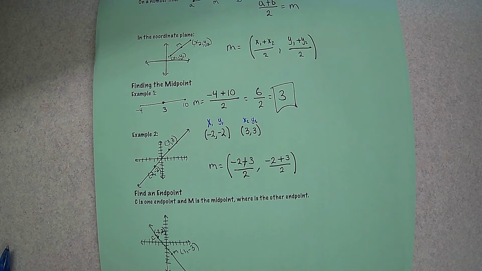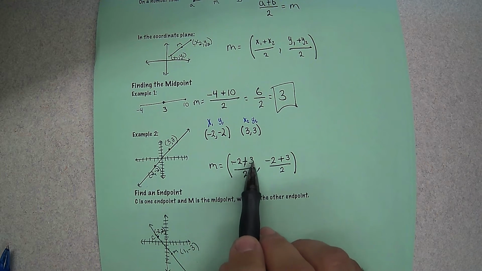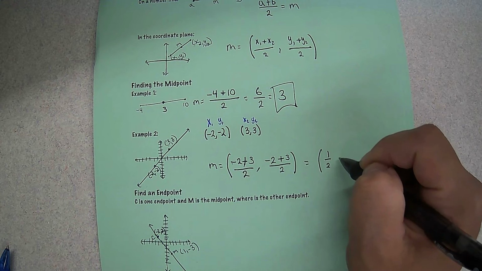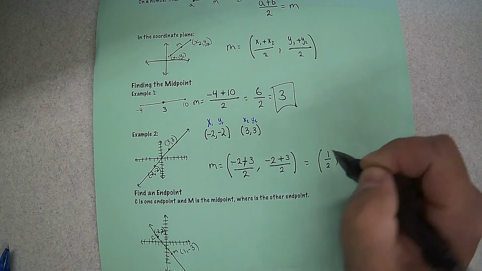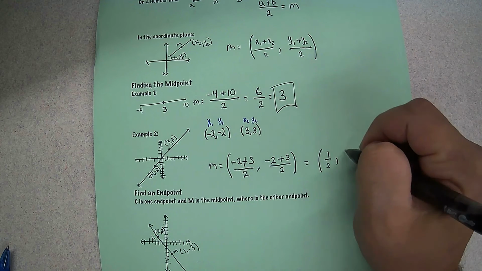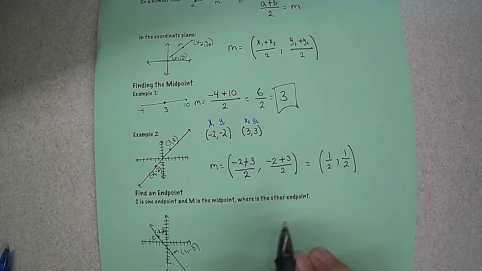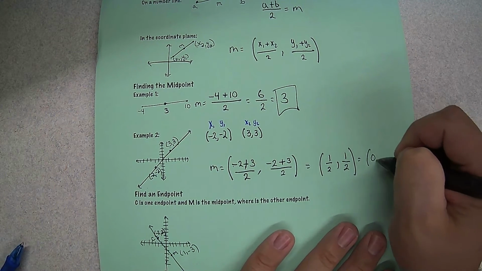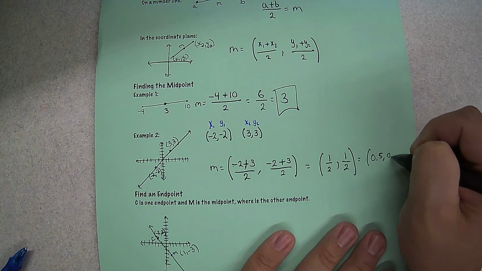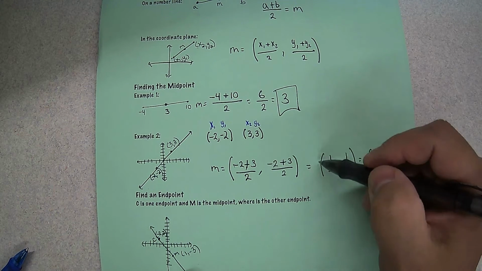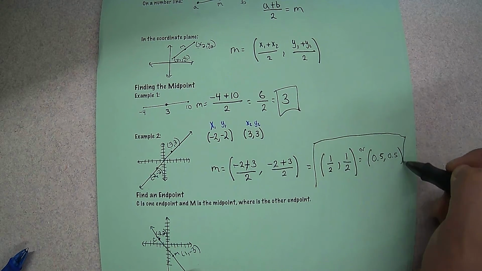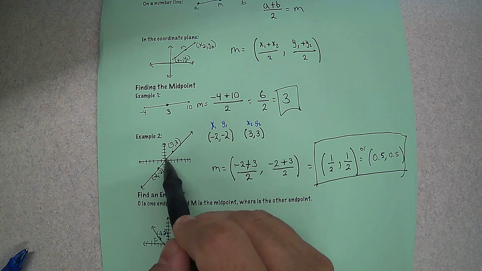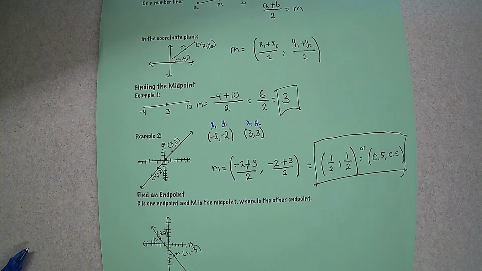Then all we do is simplify this. -2 plus 3 is 1, so 1/2. And then our y value, -2 plus 3 is 1, so 1/2. You can leave it as that fraction, or you could write it as a decimal, because that simplifies to 0.5, 0.5. Either one of those are acceptable. I'll put an or in between them. So our midpoint's going to be somewhere right in here, from those 2 points.